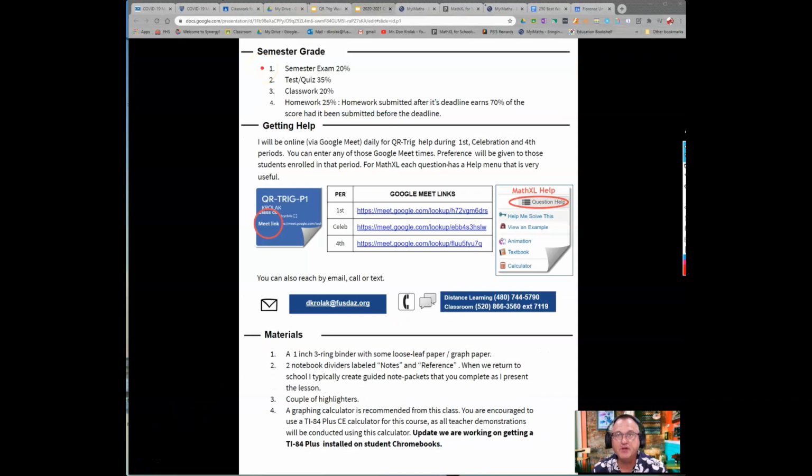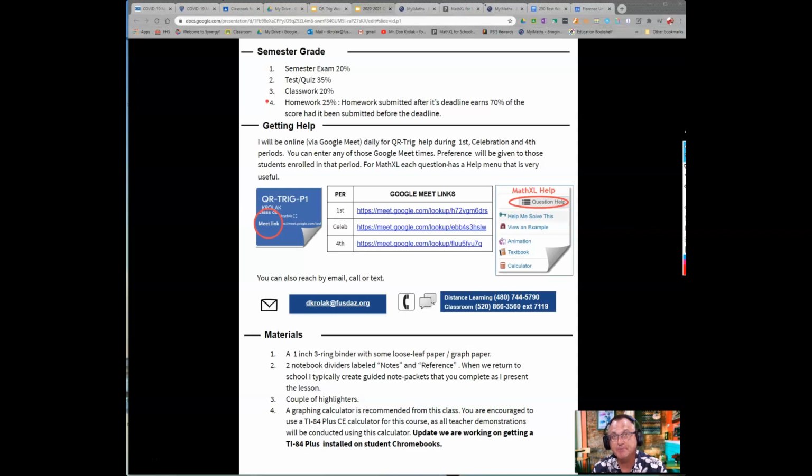All right, your grade for the class is made up of 4 categories: semester exam, tests and quizzes, classwork, and homework. During the distance learning phase, all of the activities will fall under the homework category. If we are in distance learning for an extended amount of time, then we will also be administering quizzes and tests online.